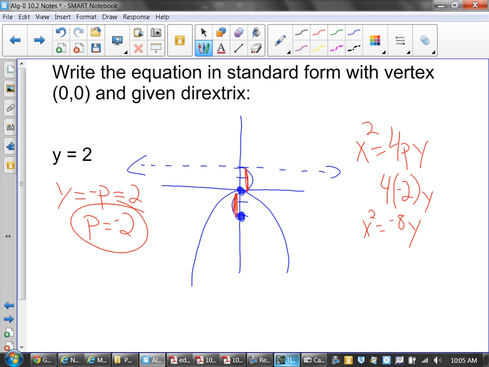Okay, and that will work. Why 1/8? He's talking about if they had to plot, if you had to graph that to get ordered pairs. You've got to get y by itself. Okay, yeah.